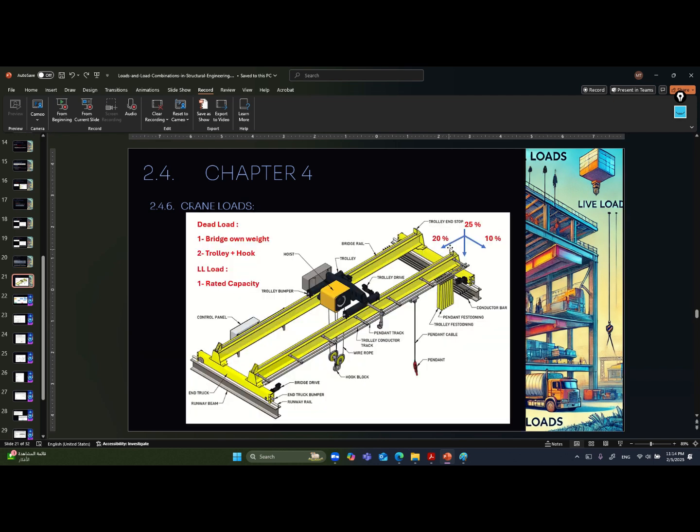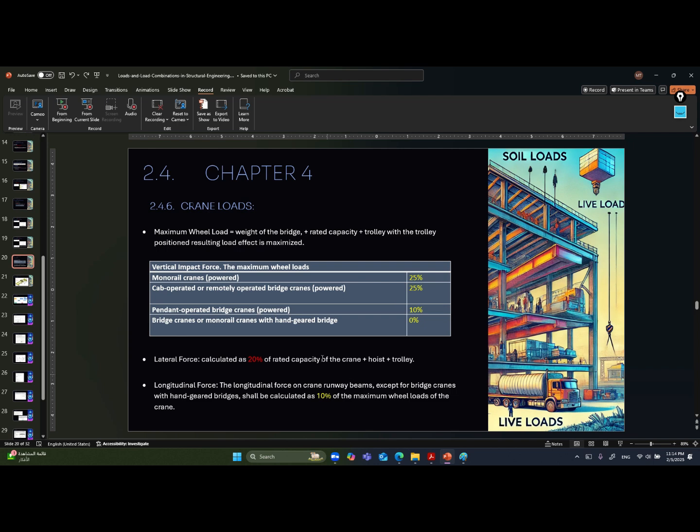So you will have a 20% lateral, and it will resist it from this part and from this part. If they have the same stiffness, then 10% at these supports and 10% at these supports. And for the braking force, it will have 10% of the maximum wheel force. Okay, the maximum wheel load. Lateral force is 20% of the rated capacity of the crane plus hoist plus trolley.